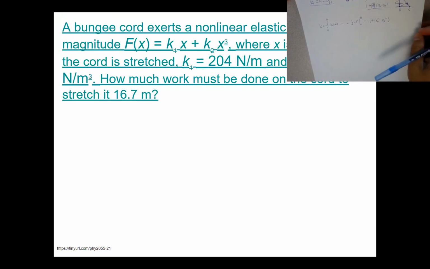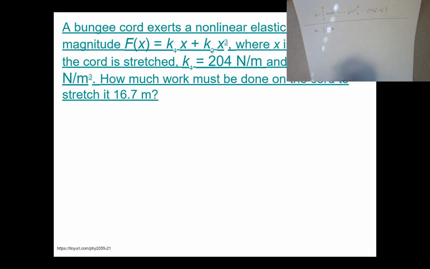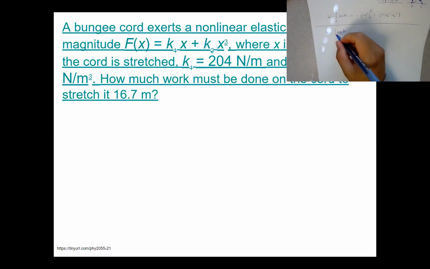So in this case, you'll be doing the integration, because this force now is a varying force. So work done should be equal to the integral of the force F as a function of x, dx. I'll have you try this, integrating from 0 to 16.7 meters, which is how much the cord is being stretched. All right, give it a try, and then we can take a look at the solution together in a few minutes.